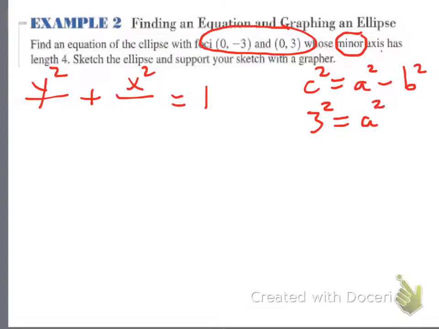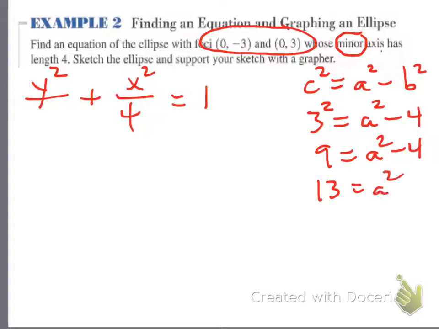So a squared equals, well, that's 4. Why do I have another equal sign? That's not good. Minus 4. By the way, 4 goes right there because it's the minor axis. So 9 equals a squared minus 4. Add 4 to both sides. a squared is 13. So 13 goes right here. Again, you don't have to take the square root of 13 because you're just trying to find the equation. So we have the equation.